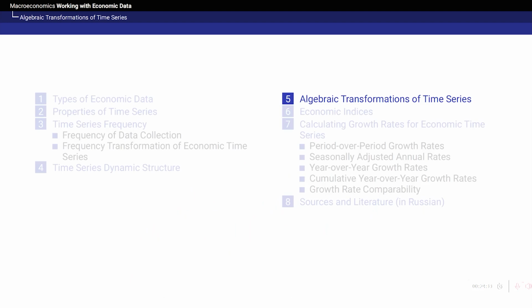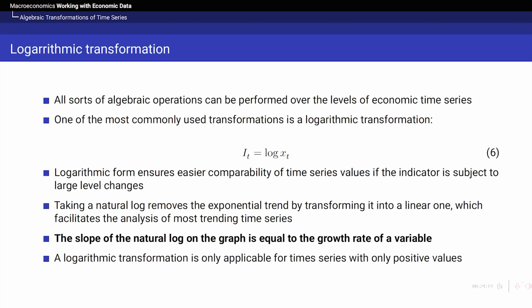The next important subtopic concerns various transformations that can be performed over the time series. Obviously, since algebraically a time series is essentially a vector, one can perform any kind of algebraic transformations over its elements. For instance, the levels of a time series can be normalized, which means divided by the same constant, or taken to a particular power.